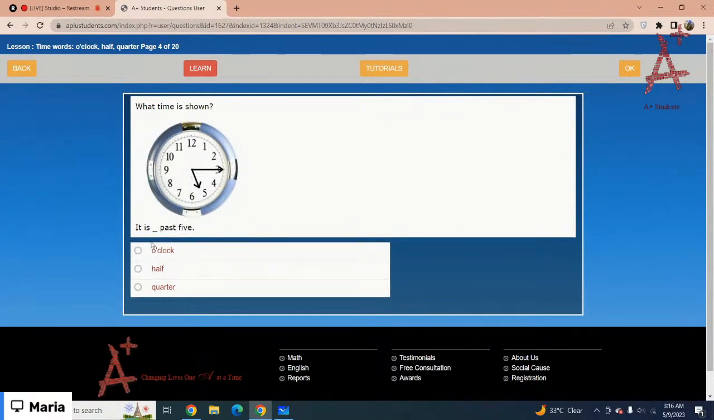What time is shown? Which is the correct option? You can see it is 5:15. So how can you read the time? 15 minutes is a quarter of an hour. So it would be quarter past 5. The correct option is quarter past 5.